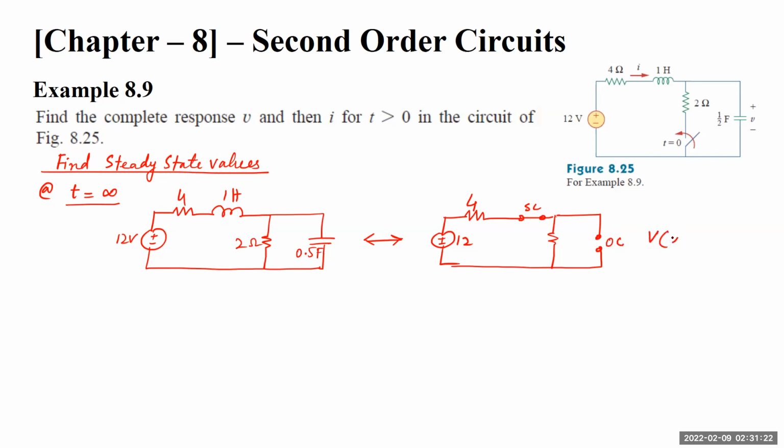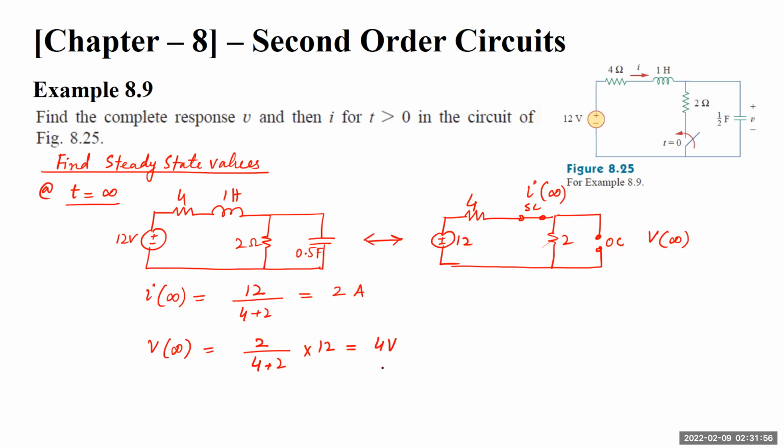So again, V at infinity and I at infinity. These are the two values which we have to calculate. So I at infinity is just the current that is flowing through the circuit. So the current will be 12 volts divided by 4 plus 2, which is 6, and that means 2 amperes. Similarly, V infinity will be the voltage across the 2 ohm resistor. So the voltage will be 2 ohms divided by 4 plus 2, 6, multiplied by 12. That is equal to 4 volts.